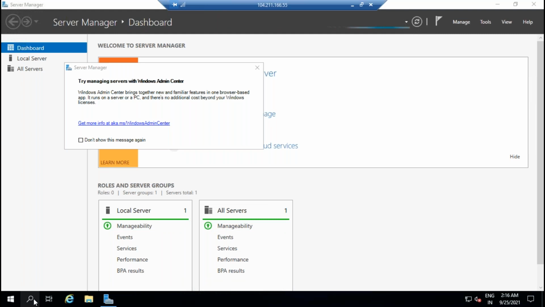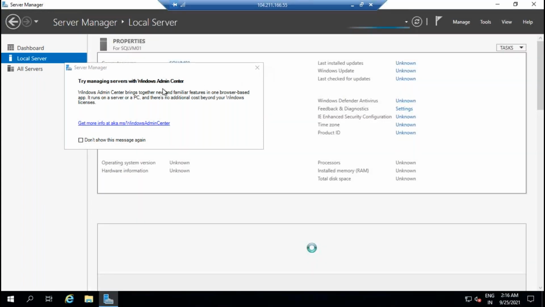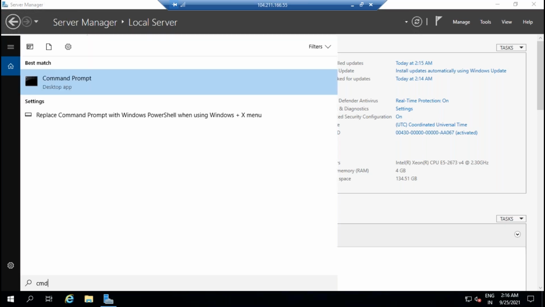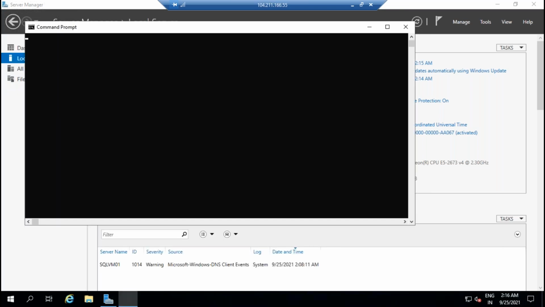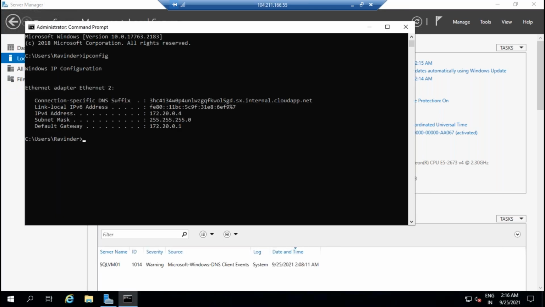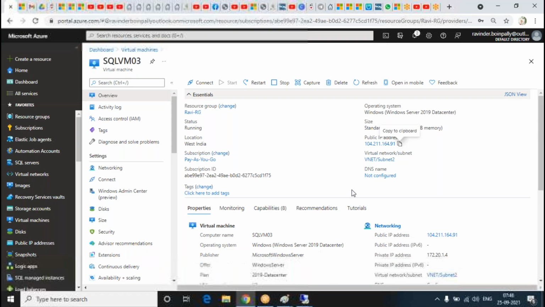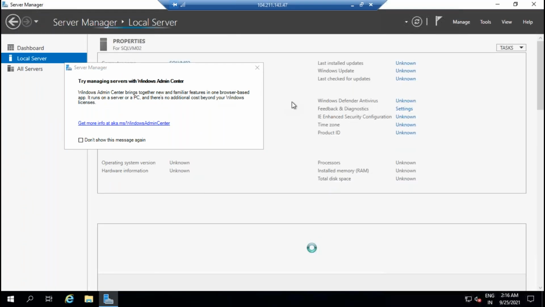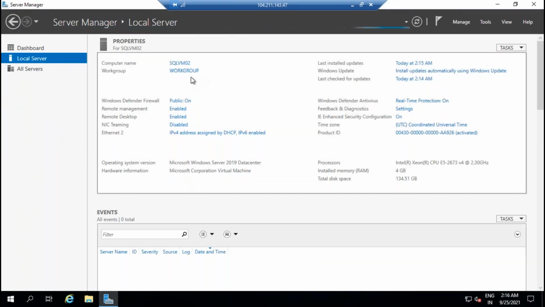Right, these are all getting loaded. Now, if I go back here and check the IP of this machine, it should be 170.20.0.4. It is the first VM, right? SQL VM01. Let's verify everything, guys. CMD. You can see that, 170.20.0.4. And let's verify on this one. And this is VM02. It should be 170.20.0.5.